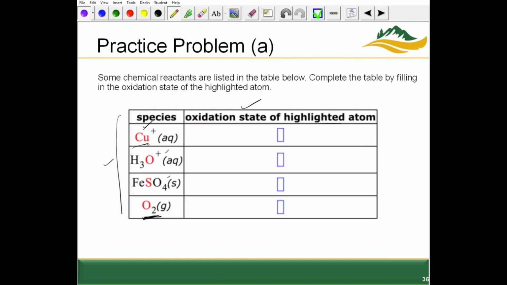Starting with Cu+, well, copper can form either +1 or +2 ions. Here it's evident that it formed a +1 ion. That means that this one is just +1. Copper is not involved in an ionic compound here, it's just an ion on its own, so that charge here is its oxidation state.